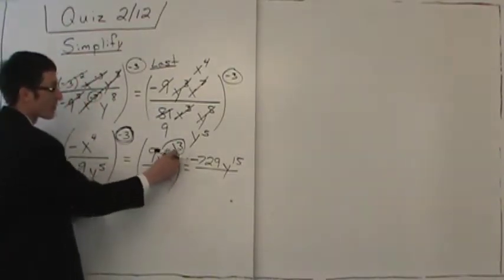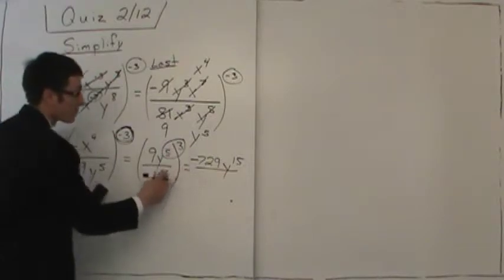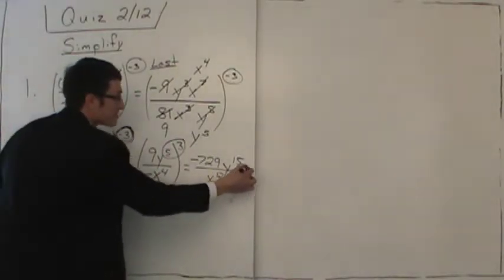Now, cubing x to the 4th, we multiply the exponents. 3 times 4 gives what? X to the 12th. And this is your final answer.